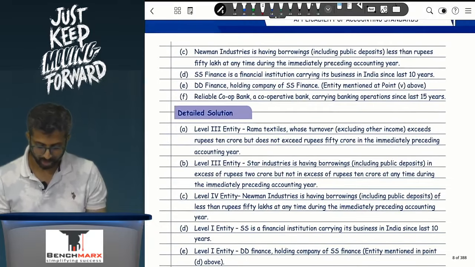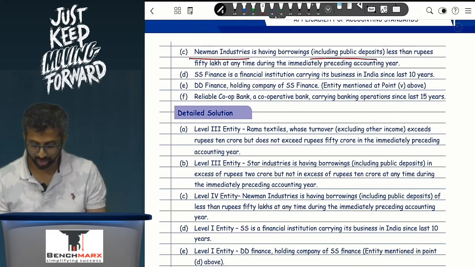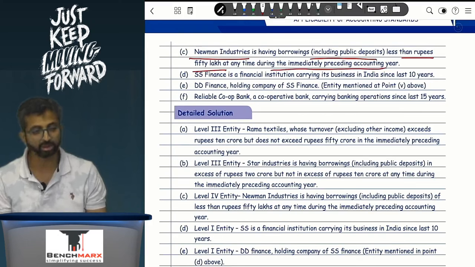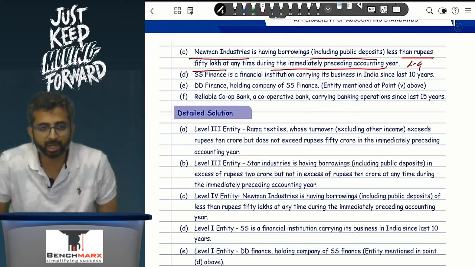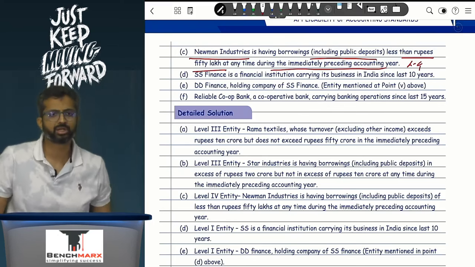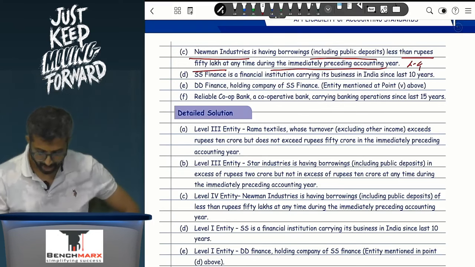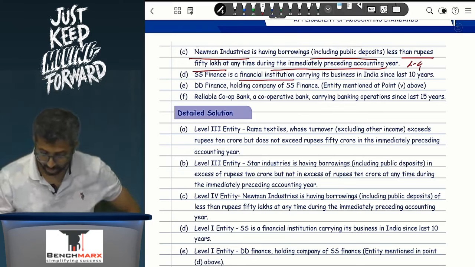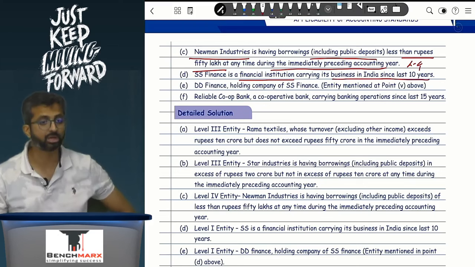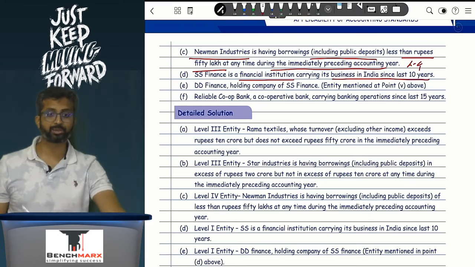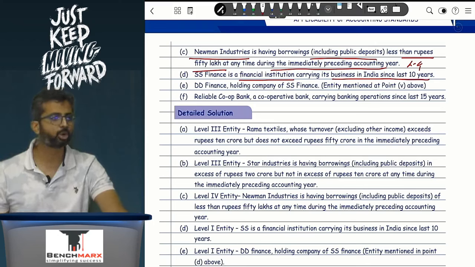Now Newman Industries is having borrowings including public deposits of less than rupees 50 lakhs at any time during the immediately preceding accounting year. What is this? Level 4. We don't know about other data, but if your borrowings are less than 2 crores, it will be level 4. SS Finance is a financial institution carrying on business in India since the last 10 years. This is a financial institution. Banks, insurance companies, these are financial institutions. They will go in which level?